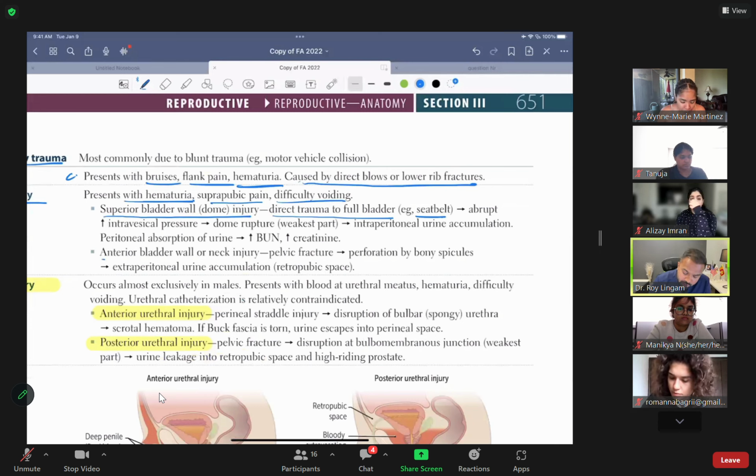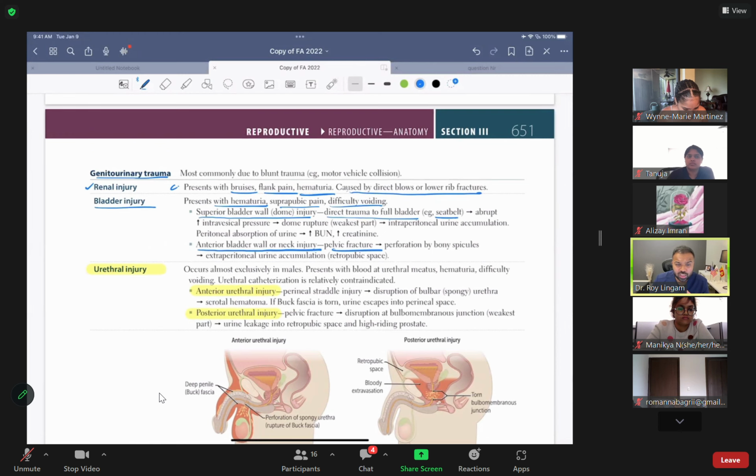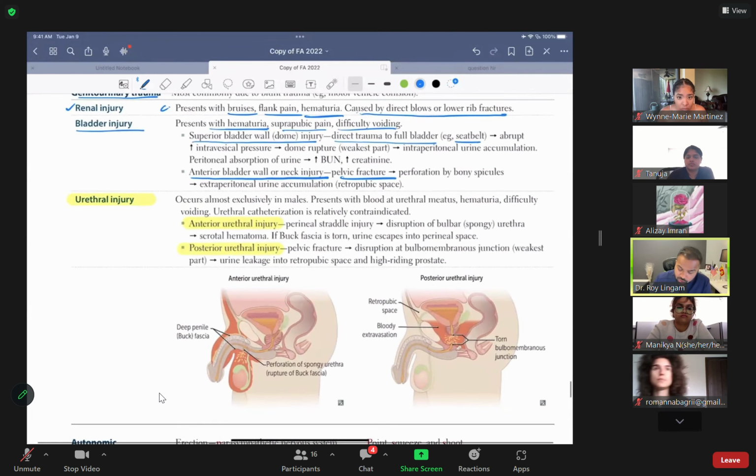Then we have anterior bladder wall or neck injury due to pelvic fracture. So that's the next one. Some bones and stuff can break, but it is not that common. It's not easy to break or have injury. It has to be a really bad trauma. Now let's go to urethral injury, because this is a higher topic on the exam.